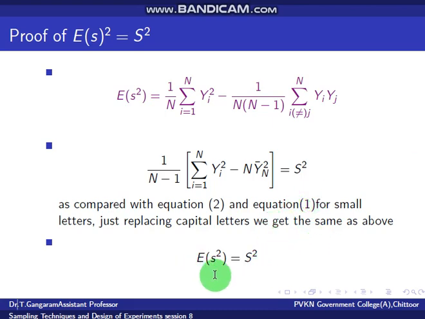Therefore, expectation of small s square is equal to capital S square. Here we are transforming all small letters into capital letters by using expectations. Hence the proof. Thank you.